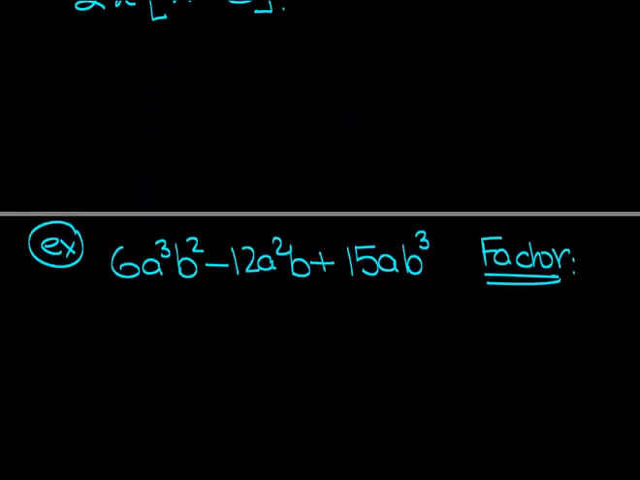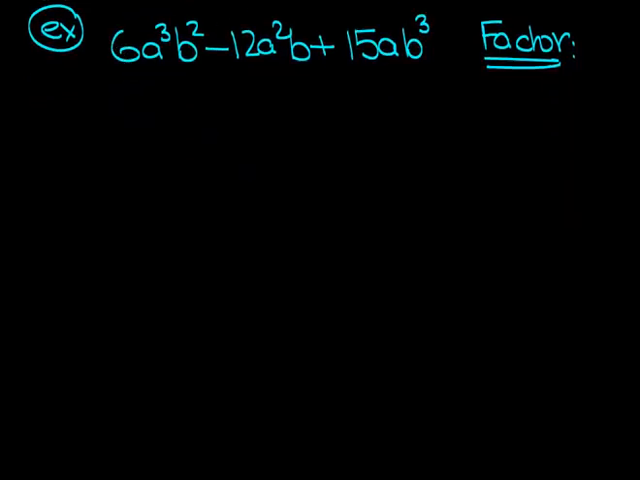Okay, so let's start with the greatest common factor first. Let's look at the numbers. Always start with the numbers. What's the biggest number that you can think of that divides 6, 12, and 15? Okay, and the number in this case is 3, because 3 divides 6, 3 divides 12, and 3 divides 15.